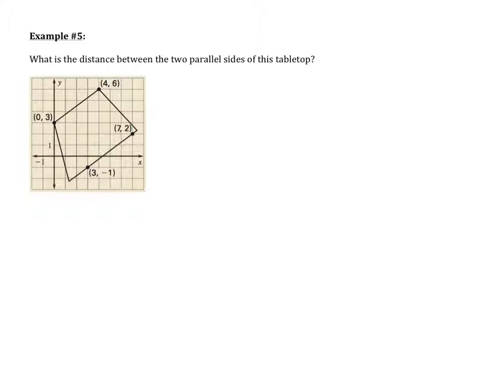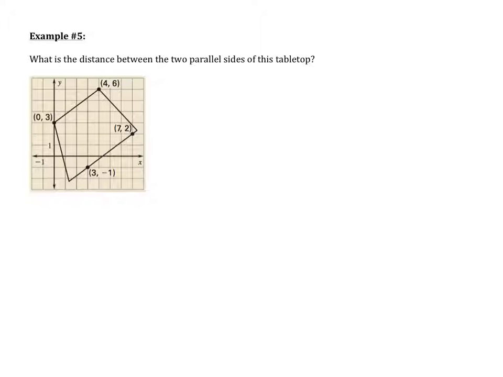Example number 5, what is the distance between the two parallel sides of this tabletop? So first, by looking at this diagram, you might assume which two sides are parallel, but we first need to prove which two sides are parallel. So what I'm going to do is just use rise over run to find the slope of each of the 4 sides.